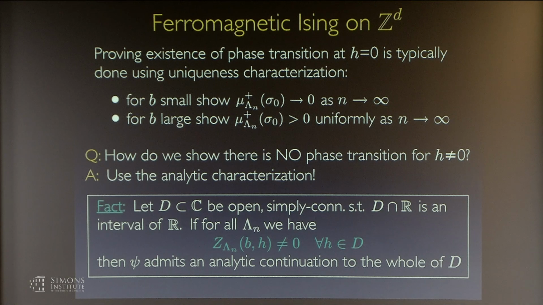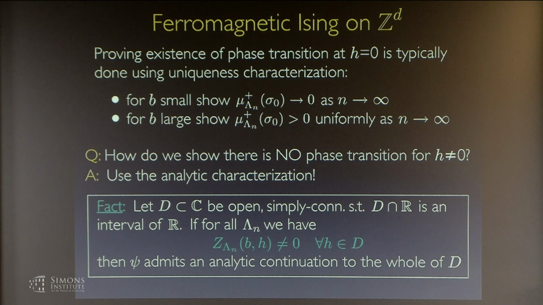So how do we use these characterizations to prove the existence of a phase transition? Well, for proving that there is a phase transition at h equals 0, you typically use the probabilistic characterization. You explicitly analyze the limit of the magnetization at the origin with a plus boundary, and show that it goes to 0 when beta is small, and that it stays away from 0 when beta is large. Okay, and this establishes the existence of the phase transition at h equals 0.